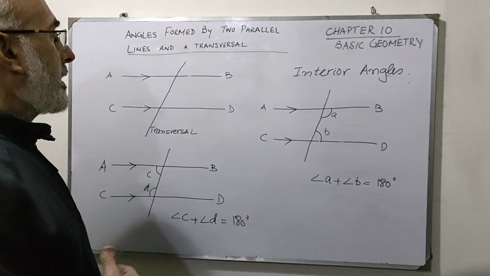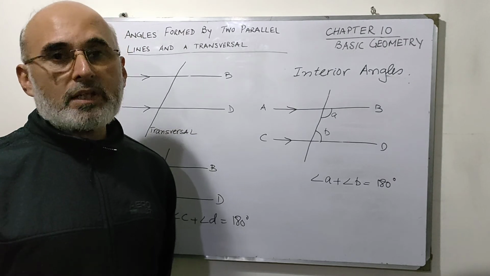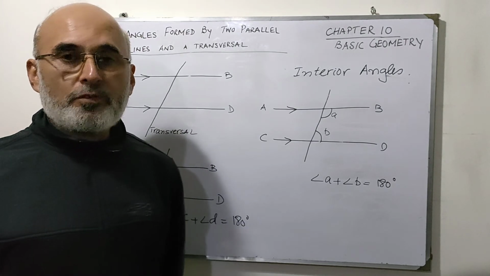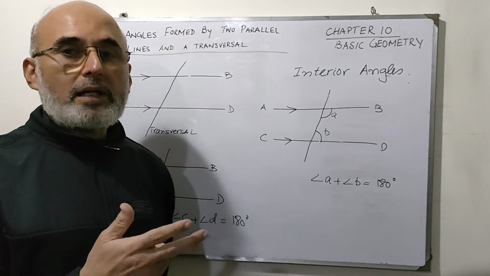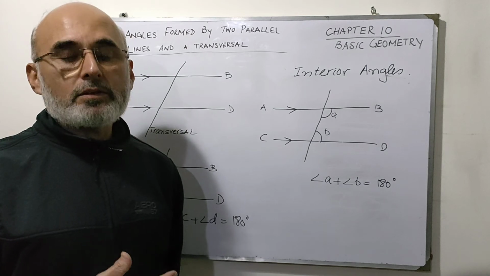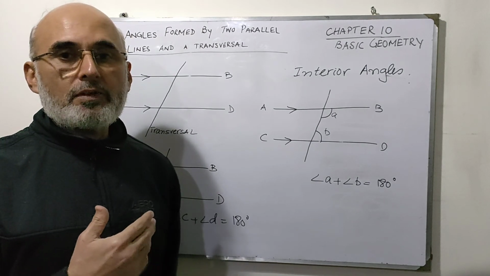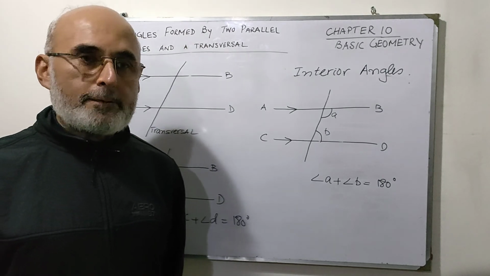So these are the angles which we needed to discuss in the framework of chapter 10, that when the two parallel lines are intersected with a transversal, what angles are formed and what names we give them, and when they are equal and when the sum is equal to 180 degree.